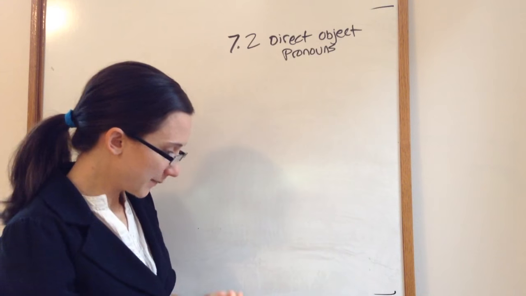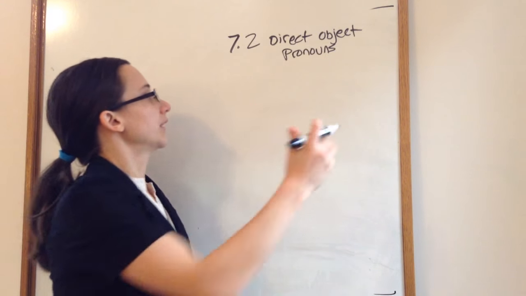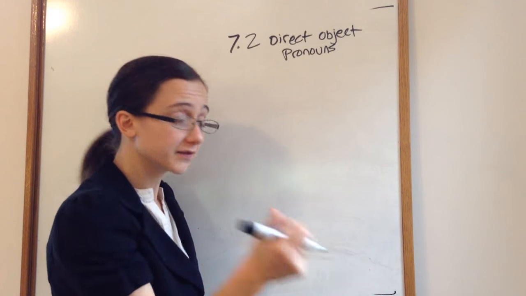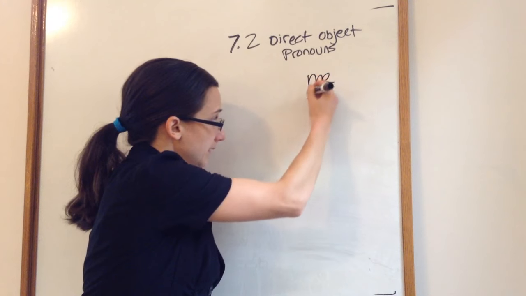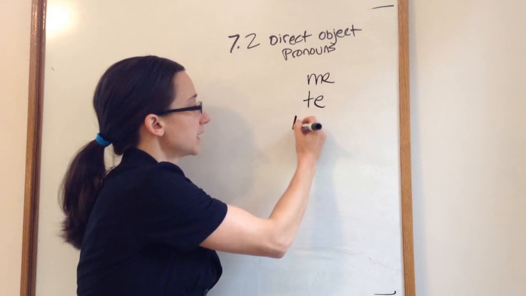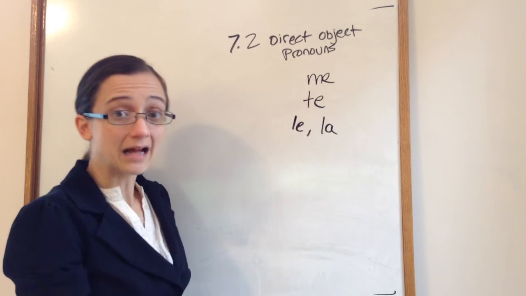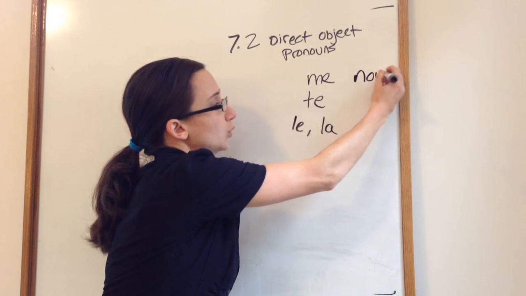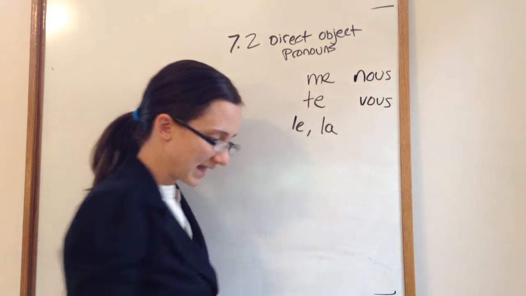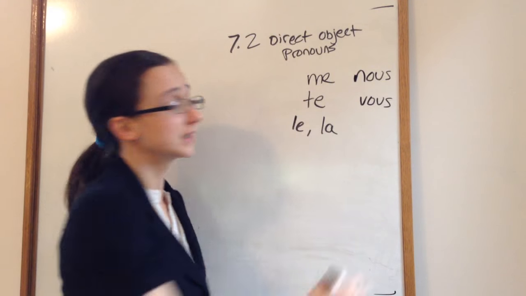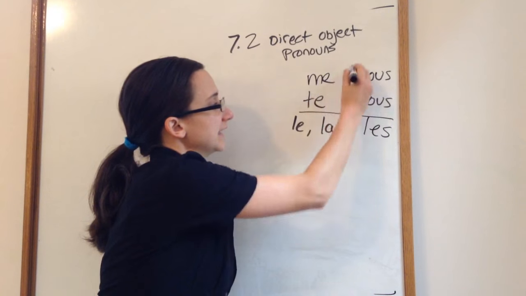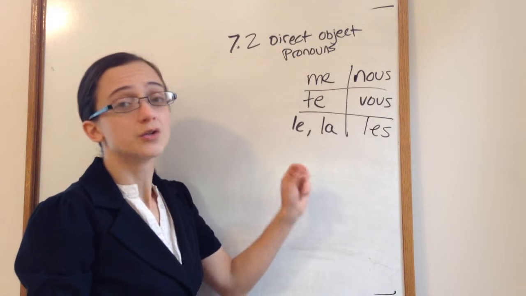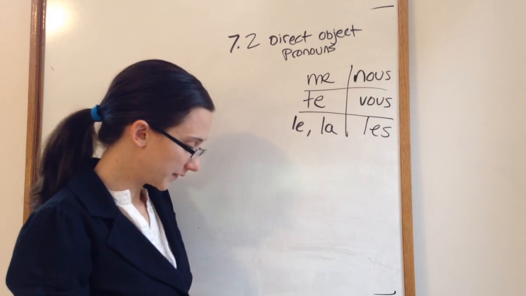So, let's see. What are they? What do they look like? Not very different from some of the other things that we've seen with the reflexive pronouns. We have me, te. Here's where it gets a little different. Le or la. So you can imagine masculine and feminine. Nous, vous, and maybe you can guess the plural of le and la are les. So these are our direct object pronouns. They look similar to our reflexive pronouns that we've seen.